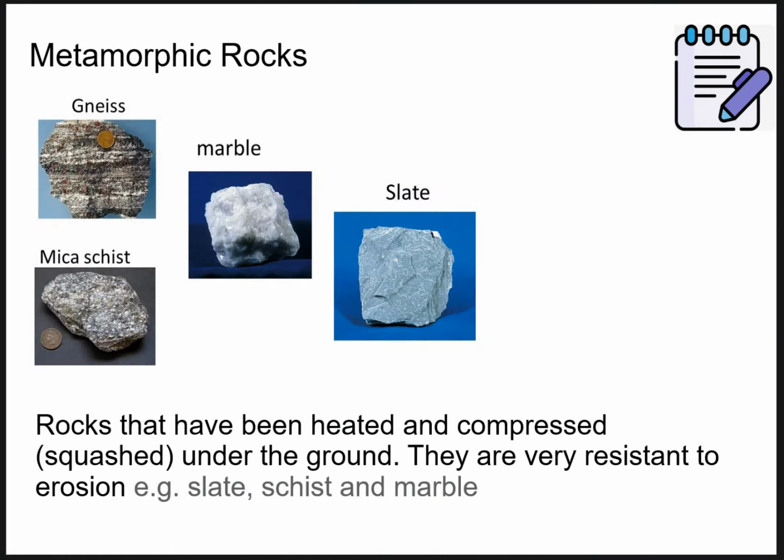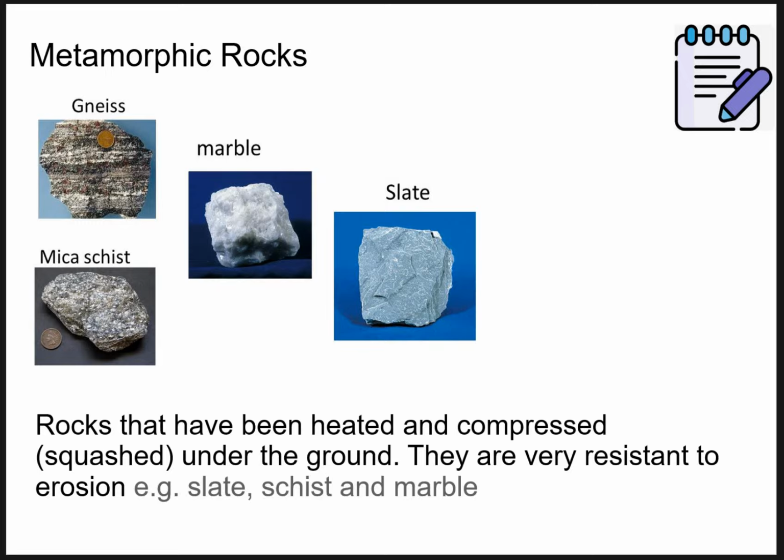Okay, finally, we reach our third rock type. This is metamorphic rock. The word metamorphic means changed. So these rocks begin life as another type of rock, deep underground. They experience enormous heat and pressure. Instead of melting, they change. Their minerals are rearranged. They become harder, denser, much more resistant.